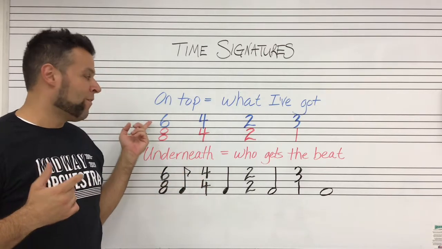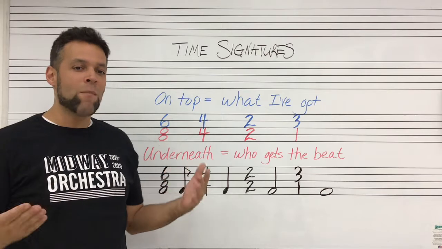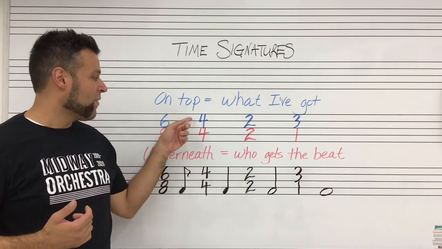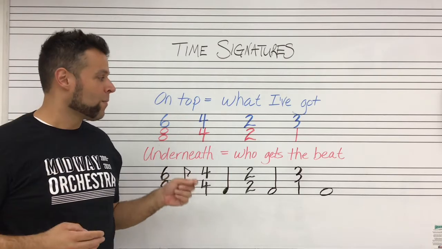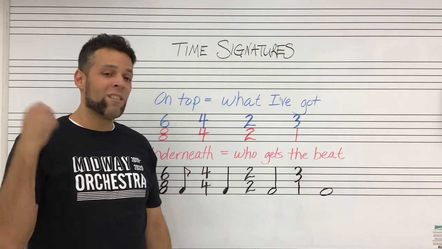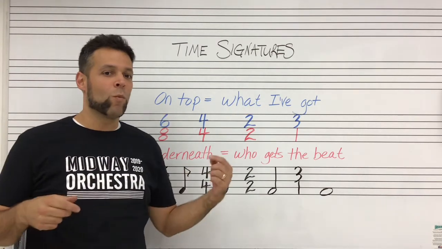Simply put, if there's a 6 on top or any other number, that's how many beats you have in a measure. So 6/8, you're going to have 6 beats in a measure. If it's 4/4, you're going to have 4 beats in a measure. 2/2, 2 beats in a measure. 3/1, you're going to have 3 beats in a measure because on top means it's what you got.